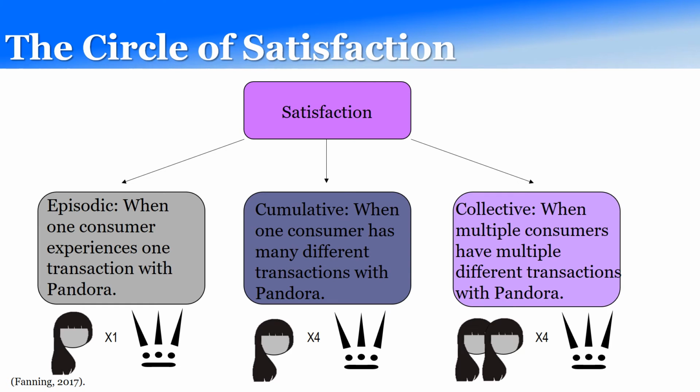So satisfaction can be separated into 3 sections. Episodic means when one consumer experiences one transaction with Pandora. Cumulative means when one consumer has many different transactions with Pandora. And collective means when multiple consumers have multiple different transactions with Pandora.